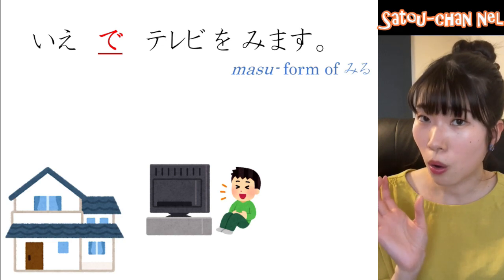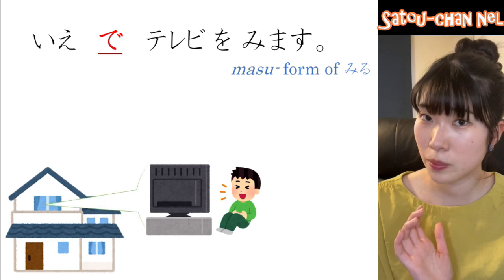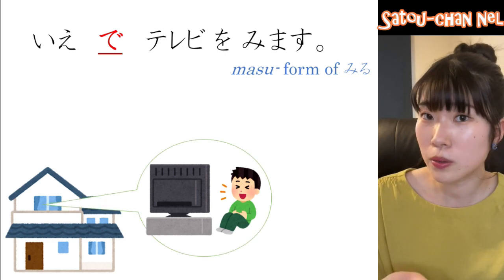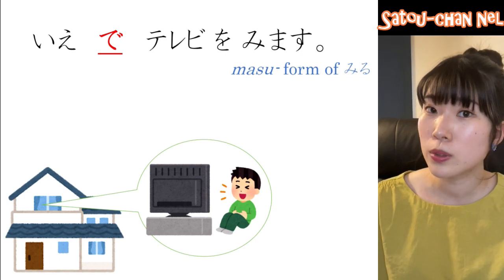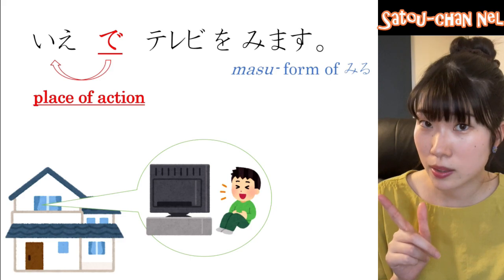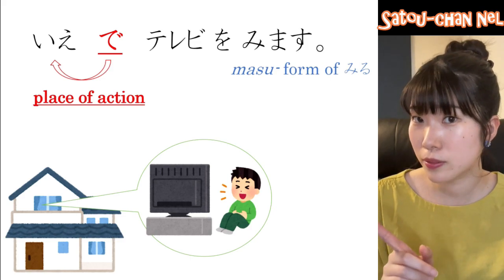So 家, home, is the place where you do the action. You watch TV in your house. So this particle で indicates the place of action, the place where you do the action.